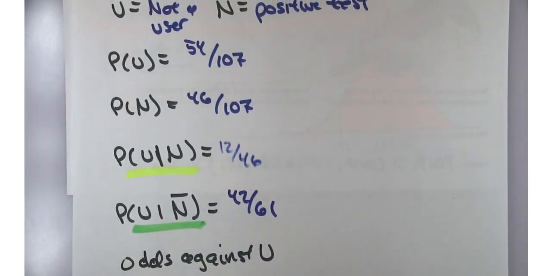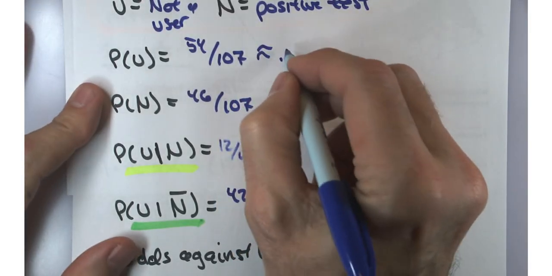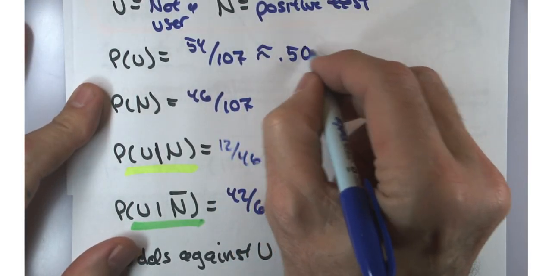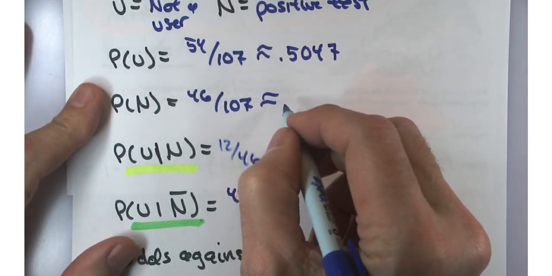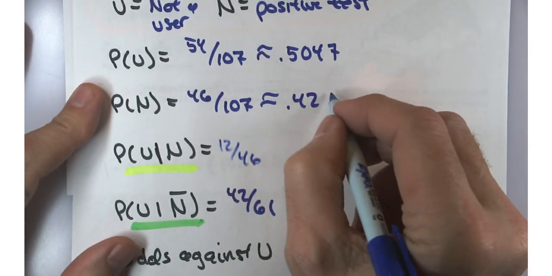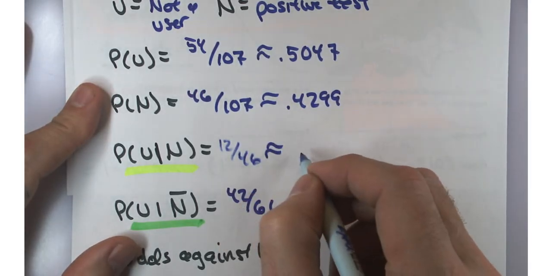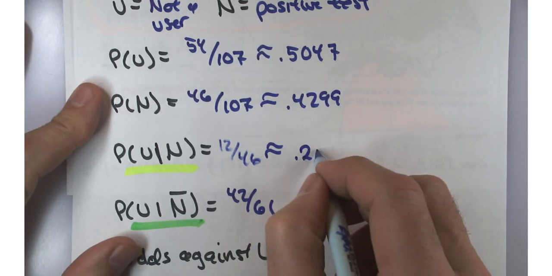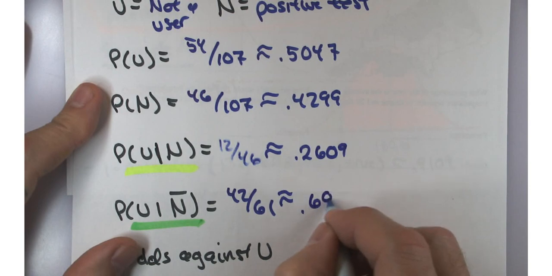Now, generally speaking, I'm happy to see things left as fractions. I don't necessarily like decimals for these types of answers, but for our convenience, let me give you some percentages. This first one is 0.5047. The second one is a little bit less than 43%, so 0.4299, is it 89 or is it 99? 99, thank you. Then down here, 0.2609 and 0.6885.